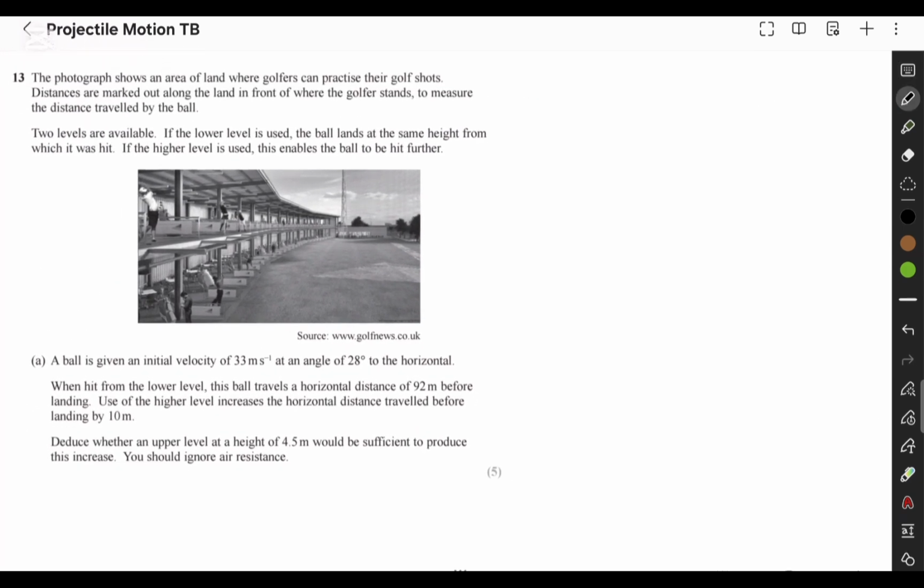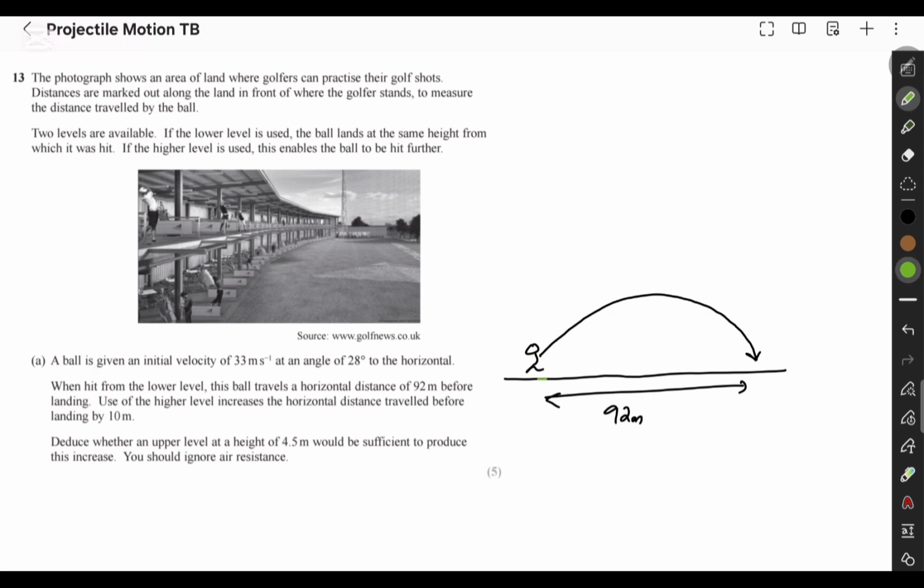Okay, so let's try to understand this question. When you play golf, you can either hit the golf ball from the ground. And when you hit it from the ground, you're going to launch it, and it's going to travel a horizontal distance of 92 meters. The question calls it the lower level.